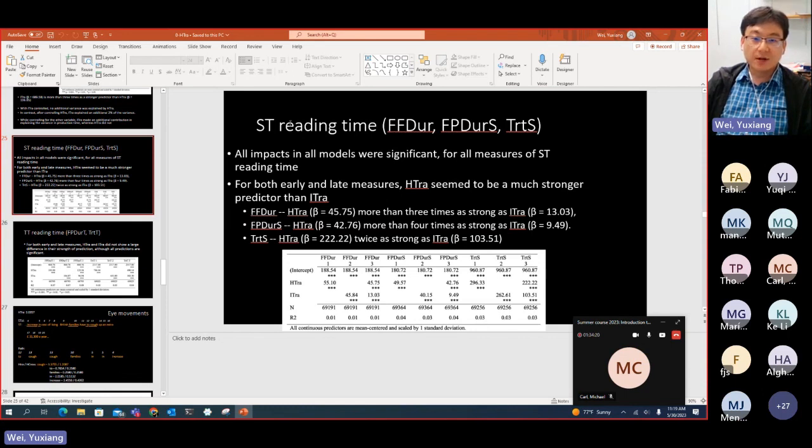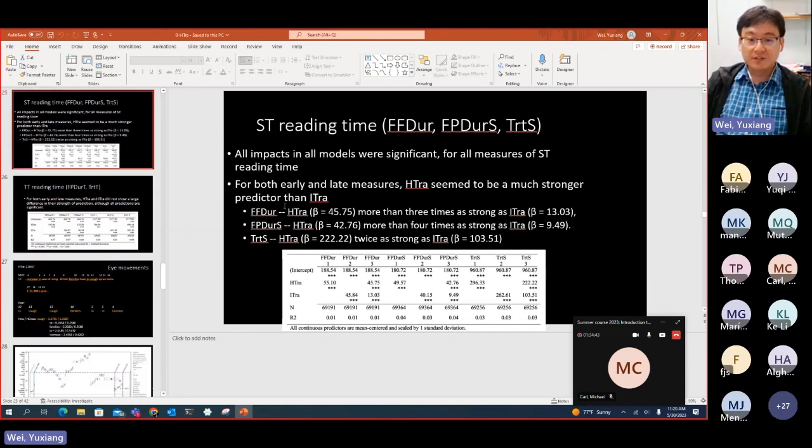So for reading time on the ST involving all these early and late measures, all impacts in all models were significant for all measures of ST reading time, which is consistent with the previous slide. But what's sharply different is that for both early and late measures, HTra seemed to be a much stronger predictor than ITra. This is the opposite of the previous results. So for all these, HTra is more than 3 times or 4 times as strong as ITra. Now, if you're interested, you can just do some analysis yourself and then look at the details from the table. This is included in the references that I've just mentioned at the beginning.